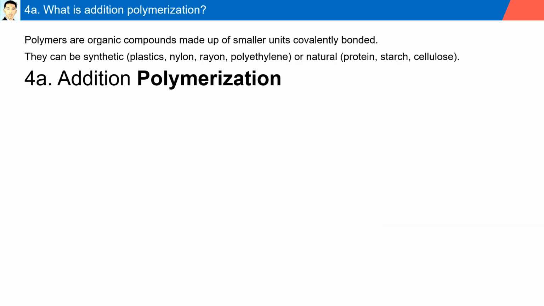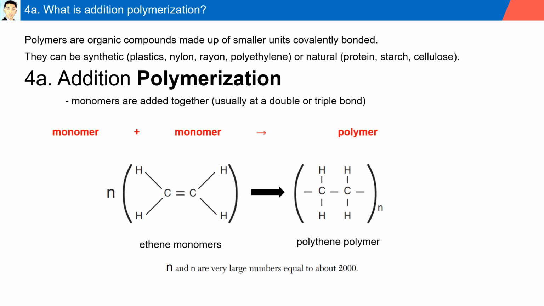What is addition polymerization? Polymers are organic compounds made up of smaller units covalently bonded together. They can be synthetic, such as plastics, nylon, rayon, and polyethylene, or naturally occurring, such as protein, starch, and cellulose. In addition polymerization, monomers are added together, usually at a double or triple bond. In this example, about 2,000 ethene monomers are bonded together to form a polymer, polyethylene.